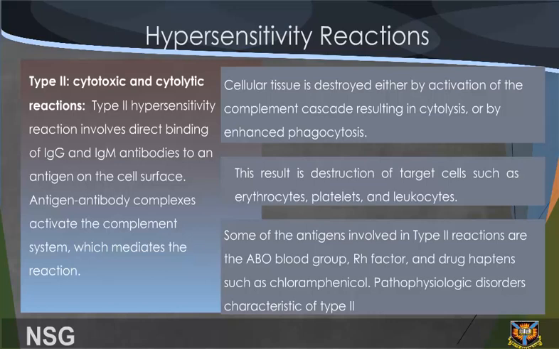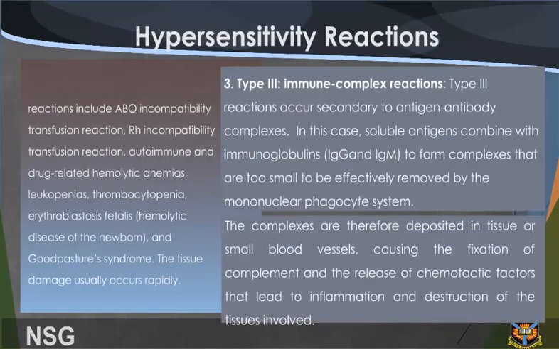Pathophysiologic disorders characteristic of type 2 reactions include ABO incompatibility transfusion reaction, Rh incompatibility transfusion reaction, autoimmune and drug-related hemolytic anemias, leukopenias, thrombocytopenia, erythroblastosis fetalis, hemolytic disease of the newborn, and Goodpasture syndrome. The tissue damage usually occurs rapidly.